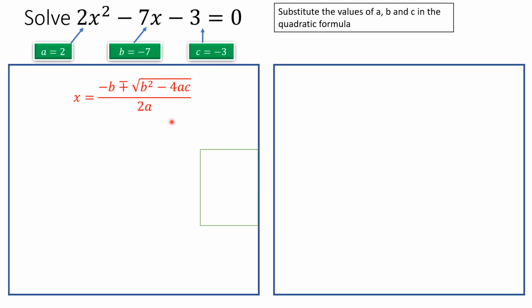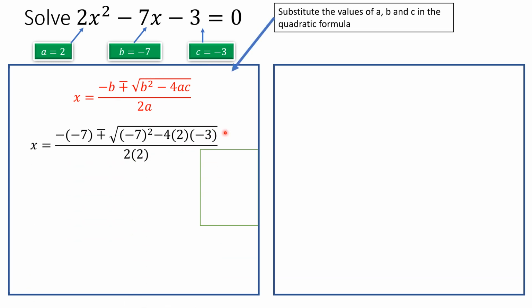into this formula. Doing that, we have negative times negative 7, plus or minus the square root of negative 7 squared minus 4 times a, which is 2, times c, which is negative 3, all divided by 2 times a, in this case 2 times 2, which is 4. So the next step is to simplify a little further whatever is inside this radical sign.